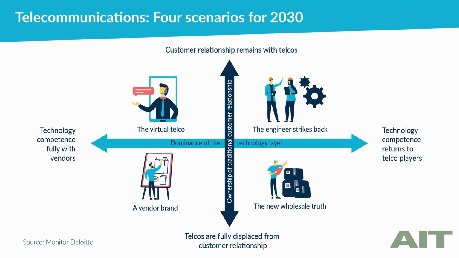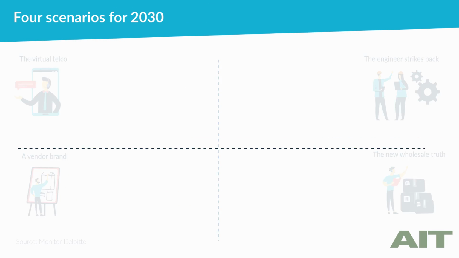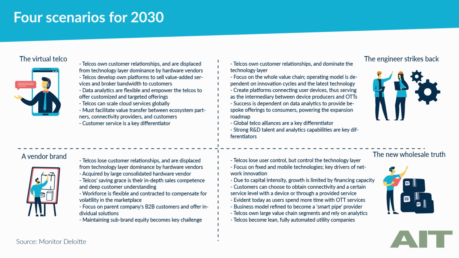And then you give each stage a name. Okay, so those names are in the top left-hand corner, the virtual telco company. In the top right-hand, is called the engineer strikes back. The bottom right-hand corner is called the new wholesale truth. In the bottom left-hand corner, it's called a vendor brand. And the purpose of this part of scenario planning is then to go through and add much more detail to each of these four different possible future alternatives.